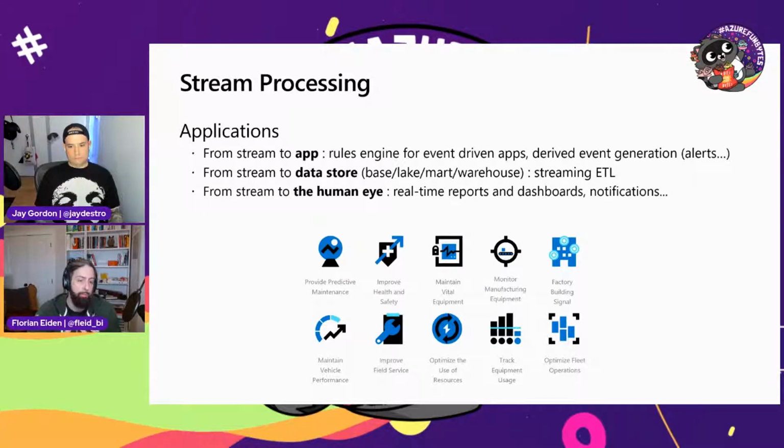And the third one is stream to the human eye, and that's the one that's most obvious. I need real-time reports, dashboards, I need a notification. One example is that we all order things on multiple online retailers, and we enable shipping tracking, and we receive text notifications when the package moves forward in the supply chain. That's an application of stream processing also.